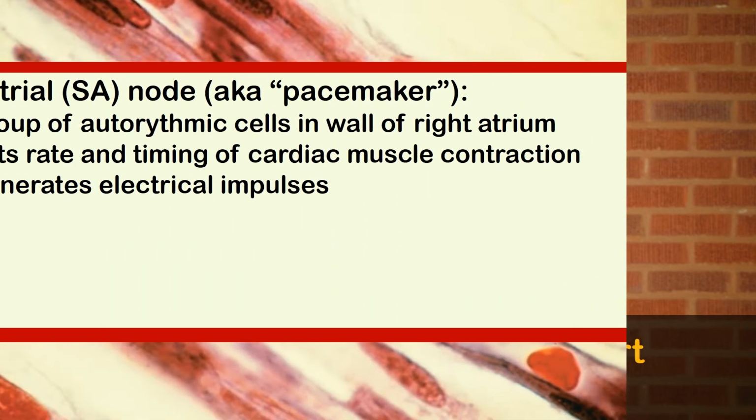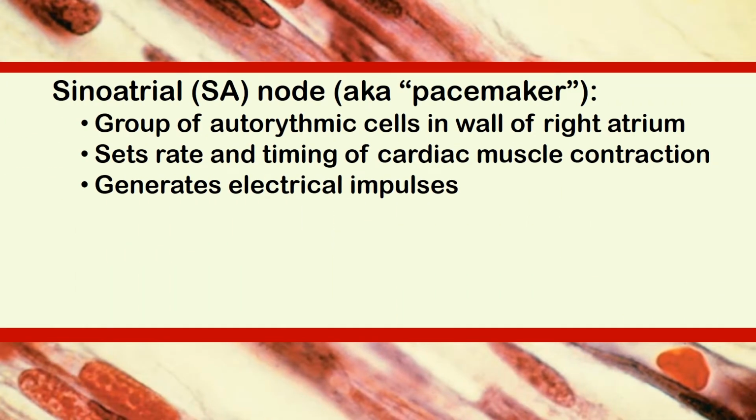In order to understand the sequence of mechanical events, what we also have to understand now is how that depolarization moves through the heart and what we would refer to as electrical signaling of the heart. This is going to start at the sinoatrial node, or the pacemaker. This is a group of autorhythmic cells in the wall of the right atrium, and it sets the timing of the cardiac muscle contractions, and it generates the electrical impulses.